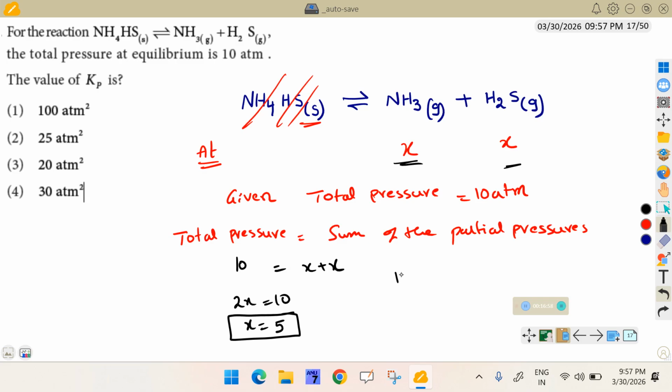Calculate Kp. Kp is equal to the partial pressure of NH3 into the partial pressure of H2S. The x value is 5. So 5 into 5 is equal to 25. Second option, correct option.